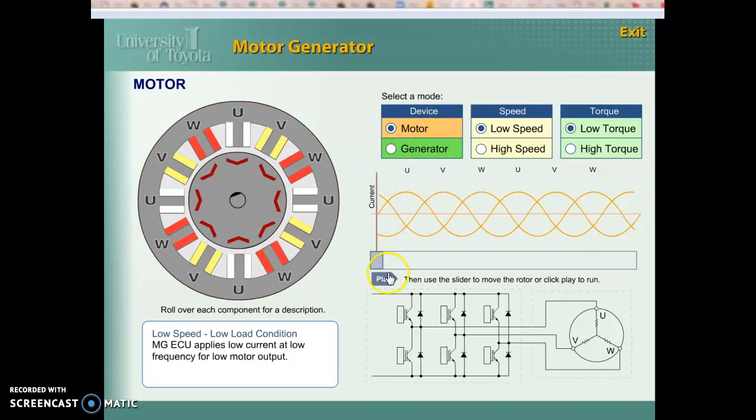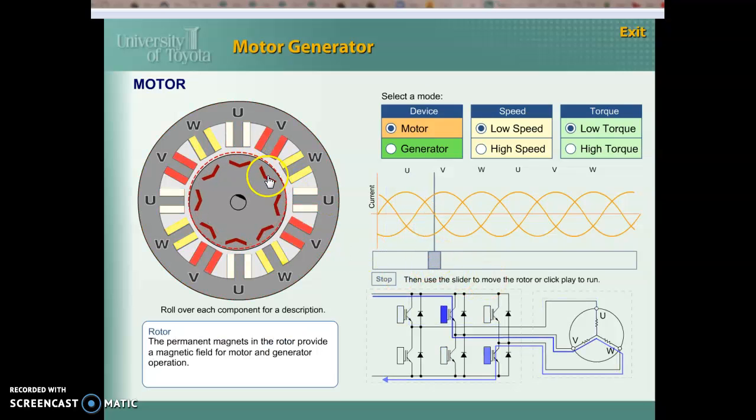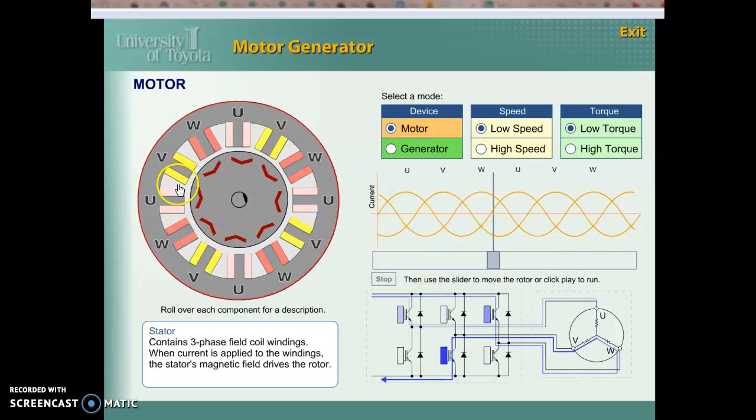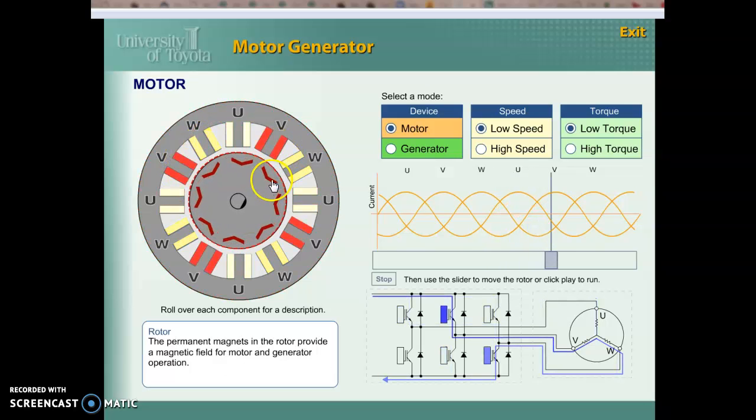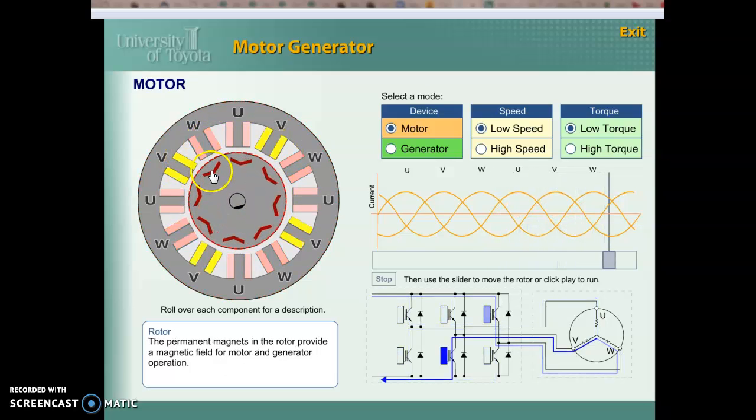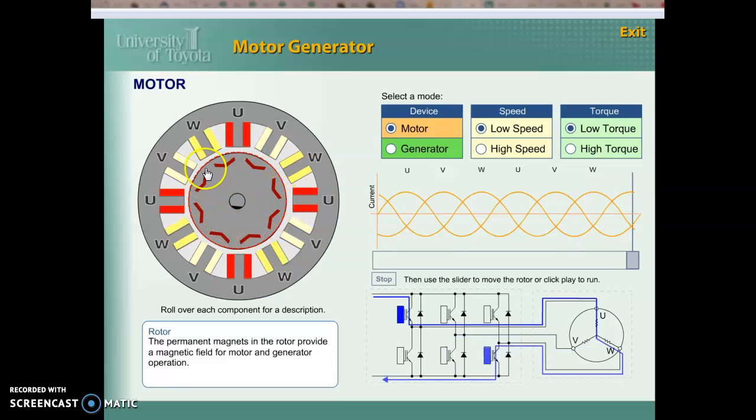But real quick, I'm going to play the motor under low speed, low torque. And you can see as this magnetic field is rotating around in a clockwise fashion, it's pulling this permanent magnet rotor around also in a clockwise fashion. This is a synchronous motor, permanent magnet rotor right here.